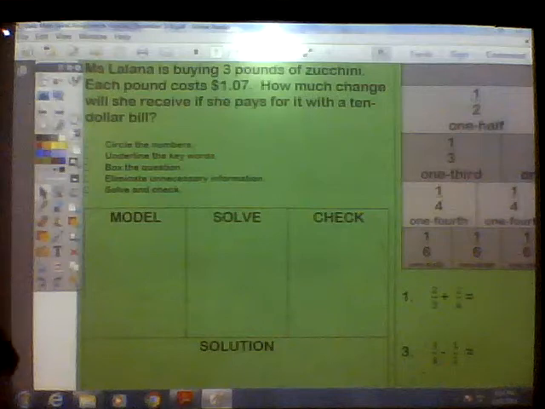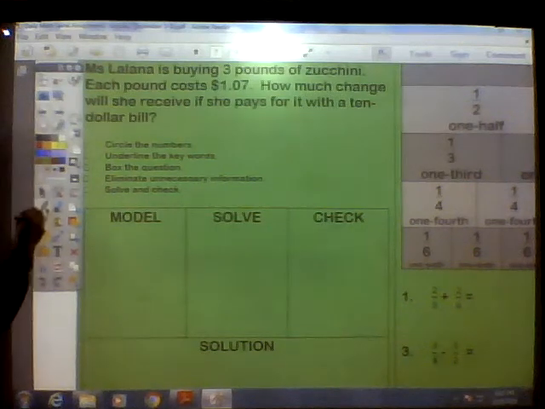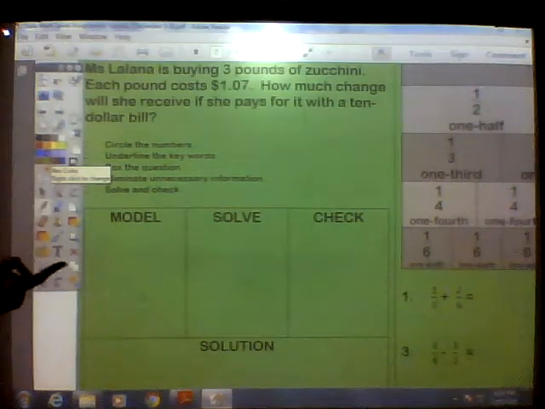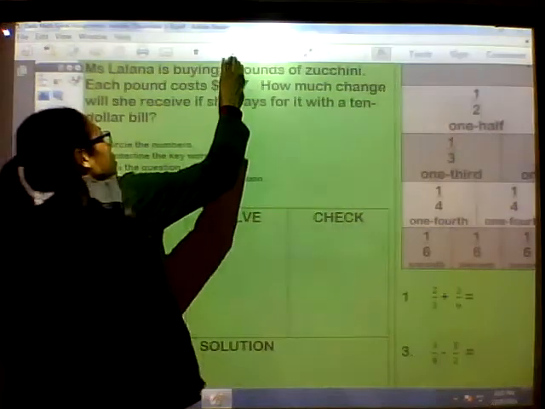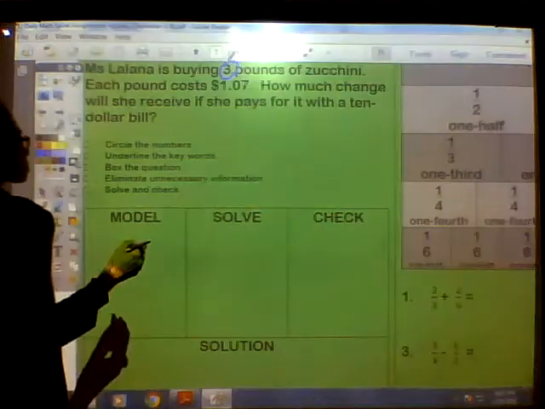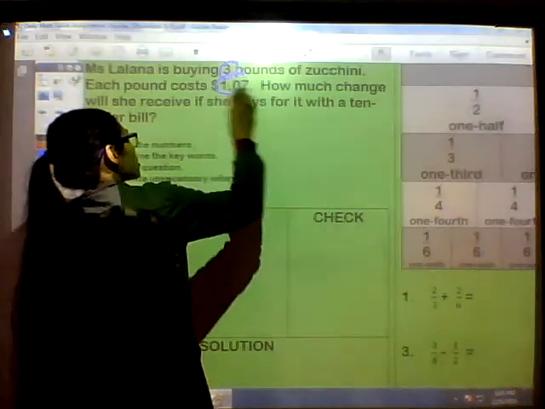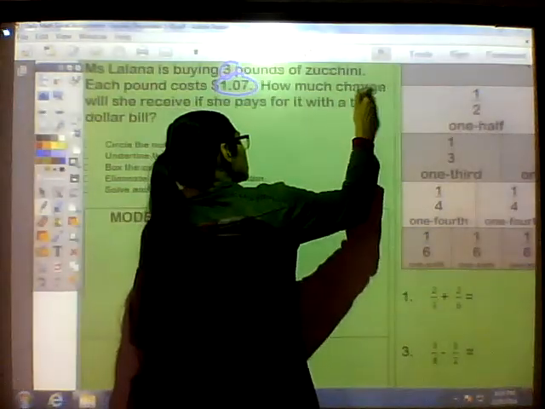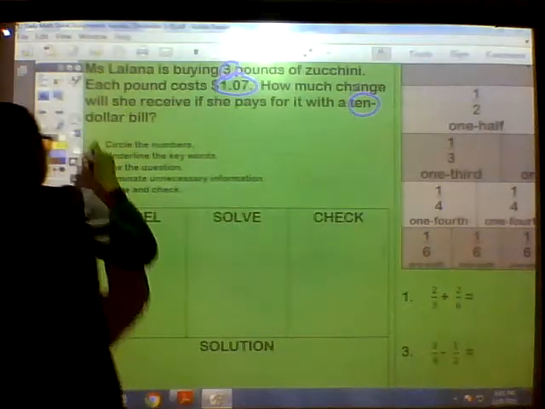The first step is the what? The C step. What do we need to do? Circle the numbers. Find the numbers for me. Circle them on your paper. We have 3. We have $1.07. And we have 10. Done with that.